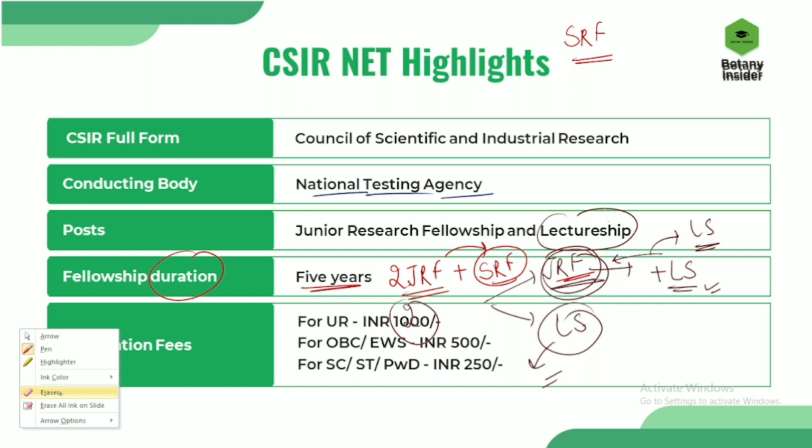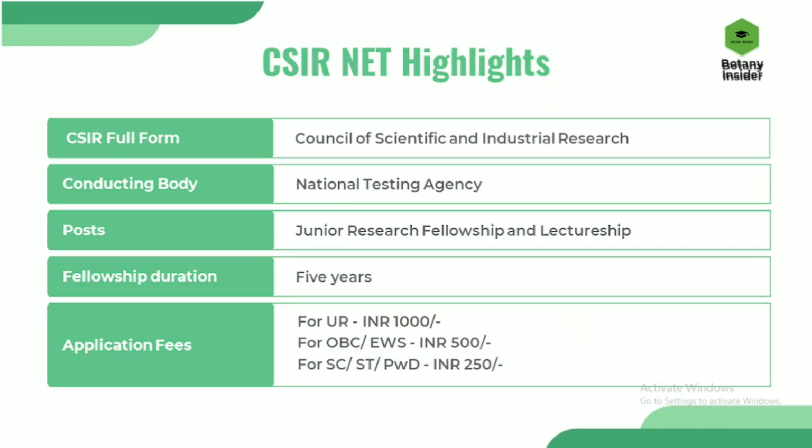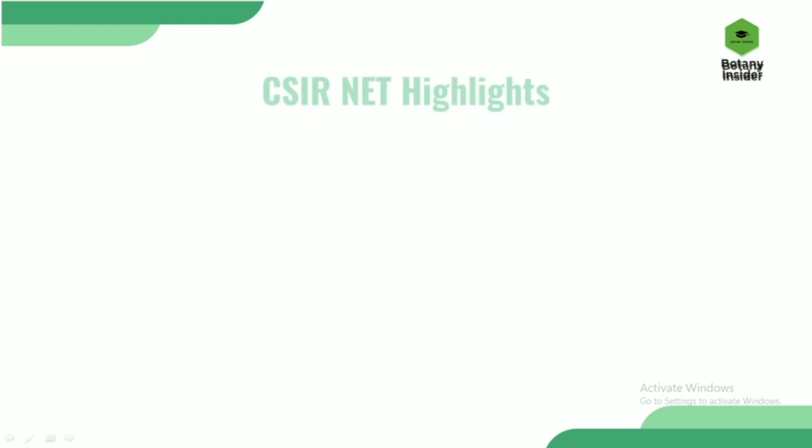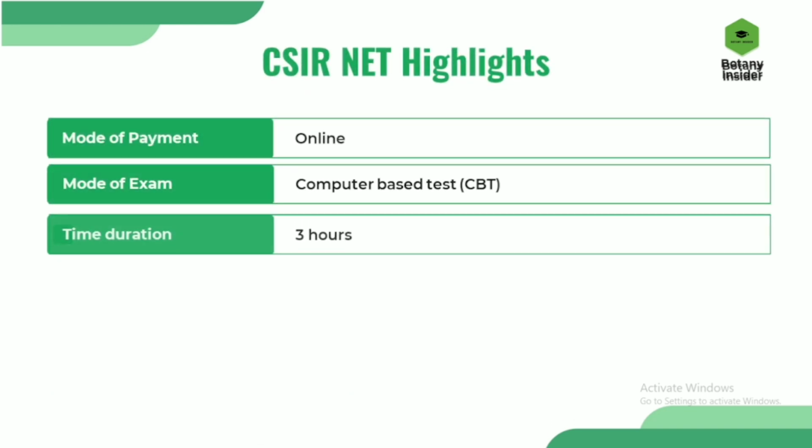Now talking about the application form. In the application form, for the unreserved category, the fee is 1000. For the OBC and EWS, it is 500, and for the SC, ST, PWD, it is 250 rupees. So remember this as well. Talking about a few other things, the mode of payment is online.